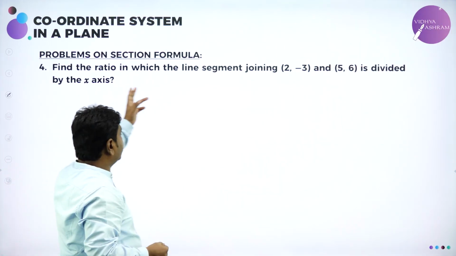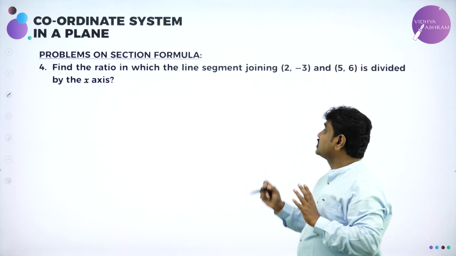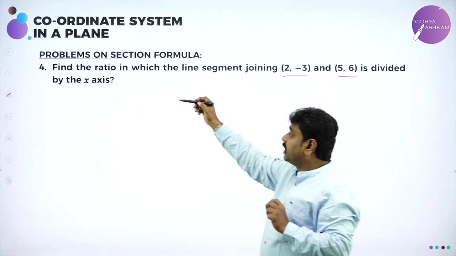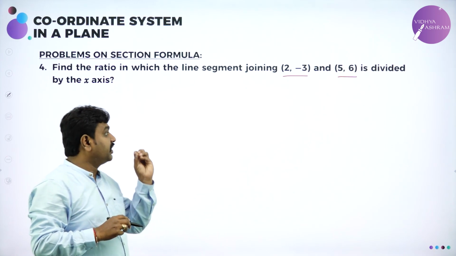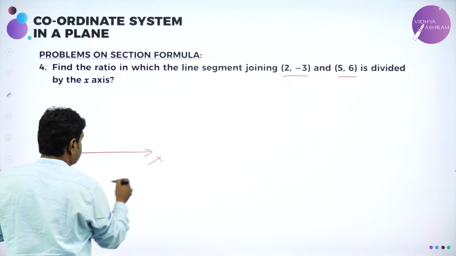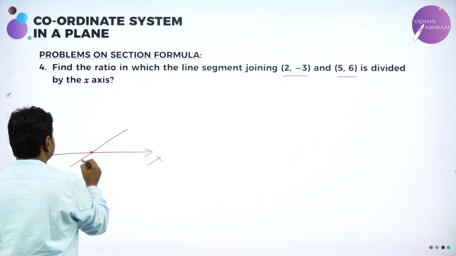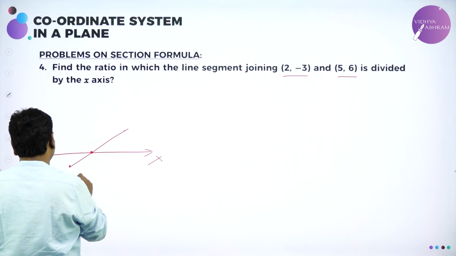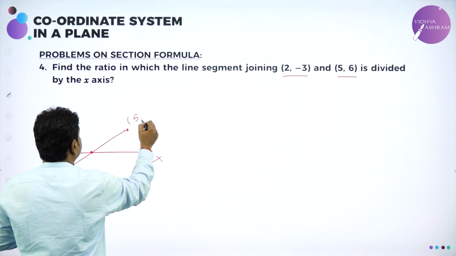Next, find the ratio in which the line segment joining 2, -3 and 5, 6 is divided by the x-axis. X-axis means the x-axis is dividing the line joining. Suppose I plot, this is the x-axis and this is a line joining points. Two points are there. One of the points is 2, -3 and the other point is 5, 6.